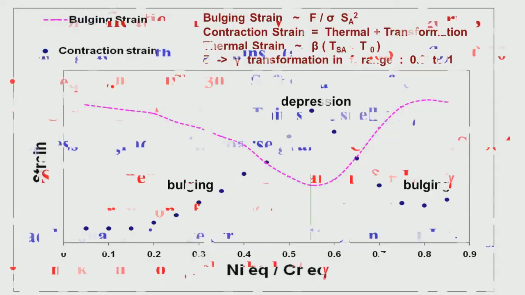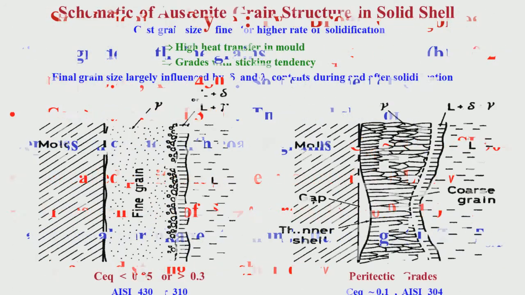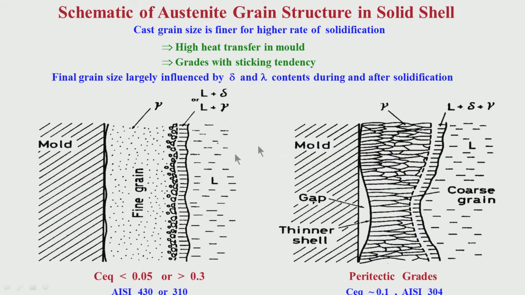So, if the characteristic is of the sticking type, then we have to take care of it by controlling the friction. If you have sticking, what does it mean? Let us try to see what is going to happen if you have sticking. If you have a sticking tendency, that means this solid shell is going to try to touch the mold surface.